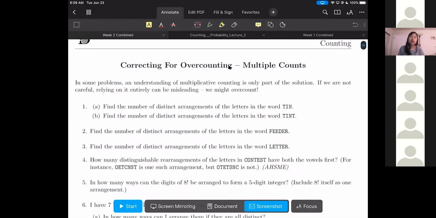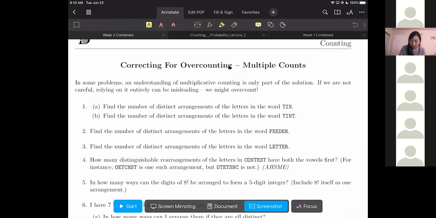Cool. So this was the handout. Let's take a look at an example to think about how we might overcount with some cases. And then we'll generalize from the example to figure out how we would take care of this in the general case. So in some problems, we have to understand when we might run into issues if we only rely on multiplication to count. Let's look at a very simple example.